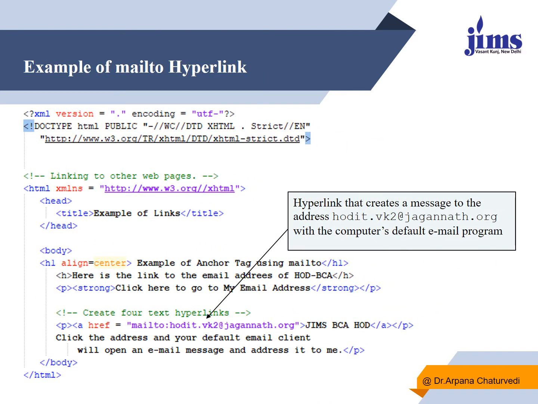You can use a mailto also. How will you use it? Within a paragraph, I am writing over here Jins, BCA HOD. When you click on this, it should take you to this mail ID. I can directly write the mail. So this is the attribute value, mailto colon, then the mail ID. On clicking any of the links, if you want it to go directly to the mailbox, in XHTML it usually opens Outlook Express.